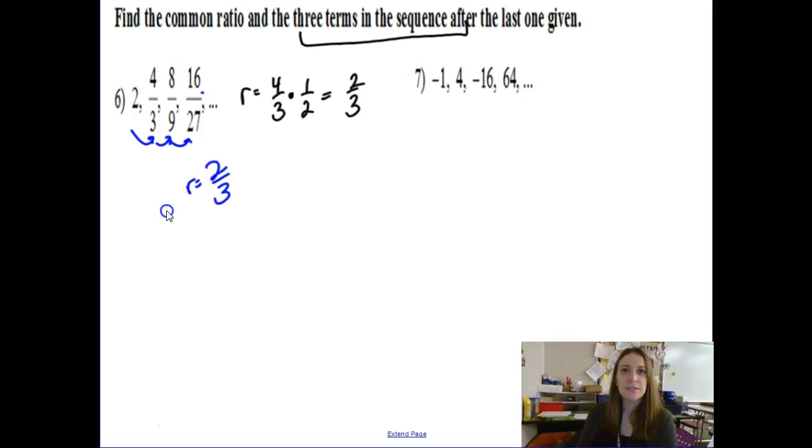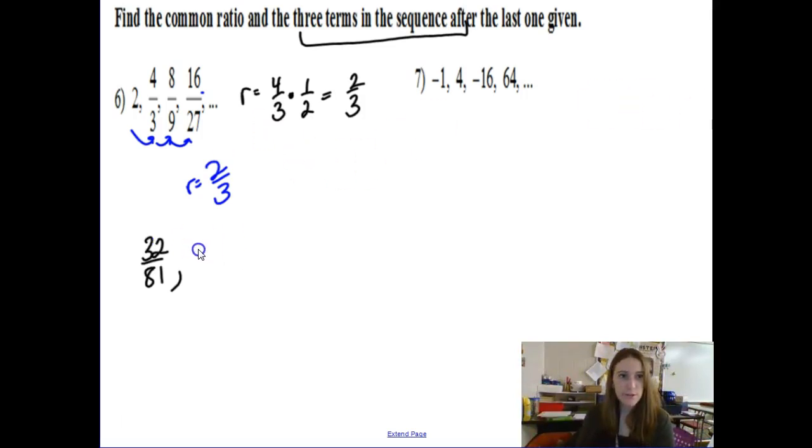Oh no, they just want the next term. Gosh, what am I reading? I think the directions are a little different on your paper, or maybe not. Alright, 16 over 27 times 2/3 is 32 over 81. And then apparently I didn't read the directions when I made my key, so keep going. 32 over 81 times 2/3.